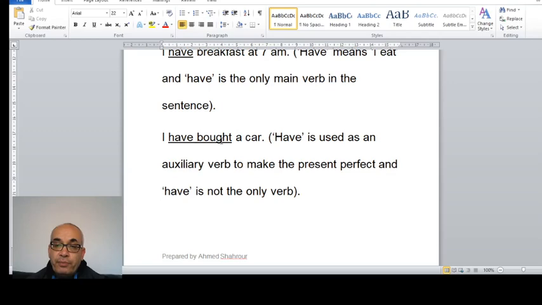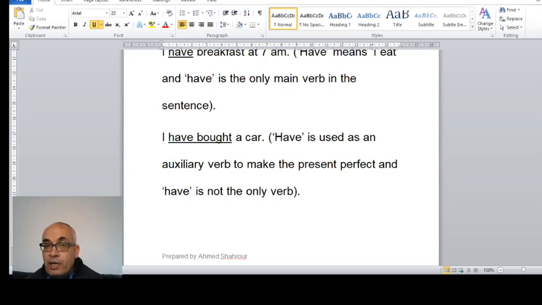I have bought a car. Have is used as an auxiliary verb to make the present perfect, and have is not the only verb. So here, have bought, I have two verbs. The first verb is an auxiliary verb, the second one is the main verb. So I use an auxiliary verb and a main verb to make the present perfect here. And as I said, the present perfect has two tenses. And also I said in previous videos, the last verb is the main verb, and what comes before the main verb is the auxiliary verb.